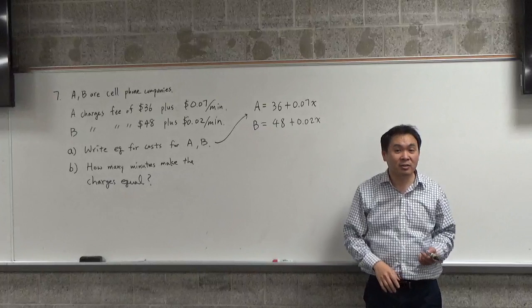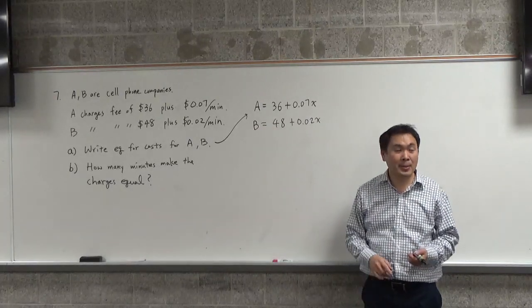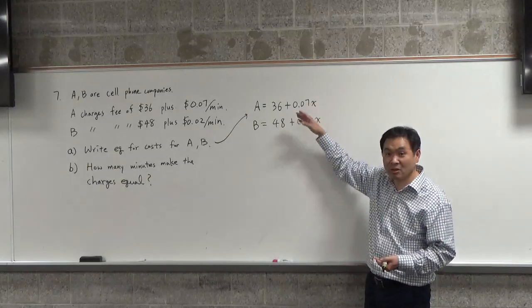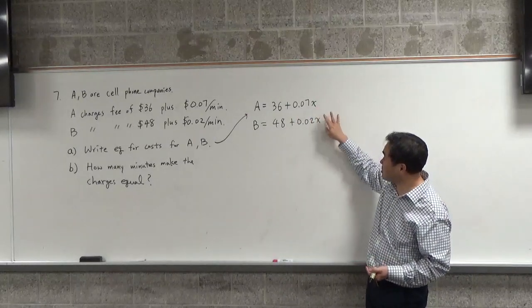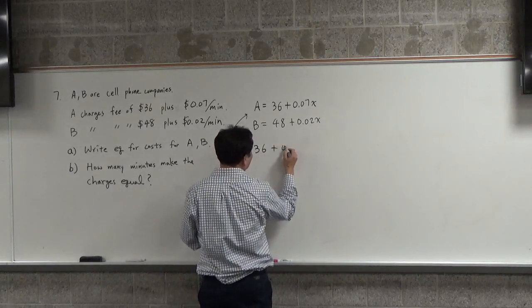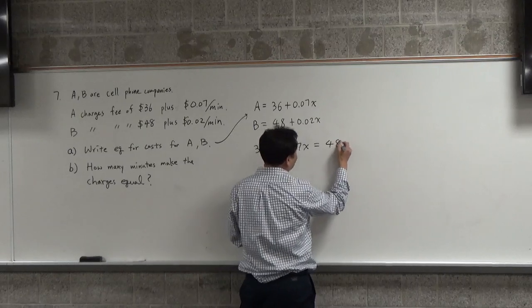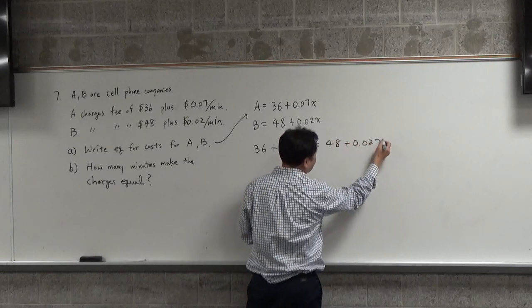Okay. How would you solve that? What do you think? How can we solve part B? Set them equal to each other. Yeah, because that's the question. When is this cost the same as this cost? So we set them equal to each other. 36 plus 0.07x equals 48 plus 0.02x.